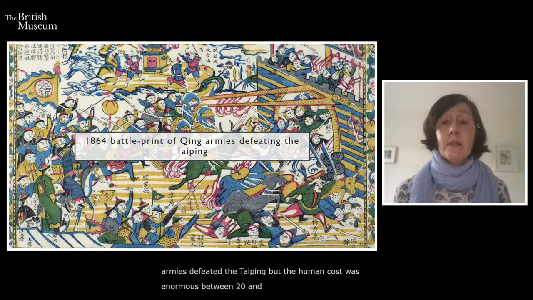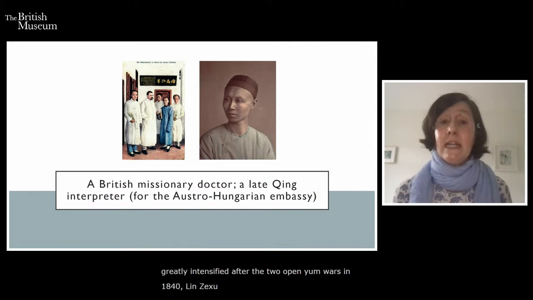Now, Qing China had always been open to a range of influences and contacts with Central Asia, Japan, Korea, Vietnam, Russia, and through Guangzhou with Europe, India, and the United States. Global contacts greatly intensified after the two Opium Wars. Back in 1840, Lin Zexu had begun systematic translation of European knowledge into Chinese. After 1860, Chinese students began to study abroad too.